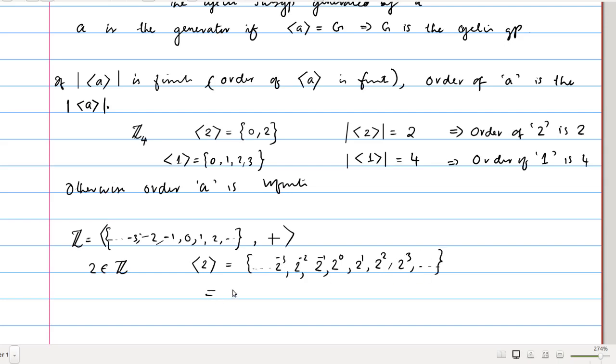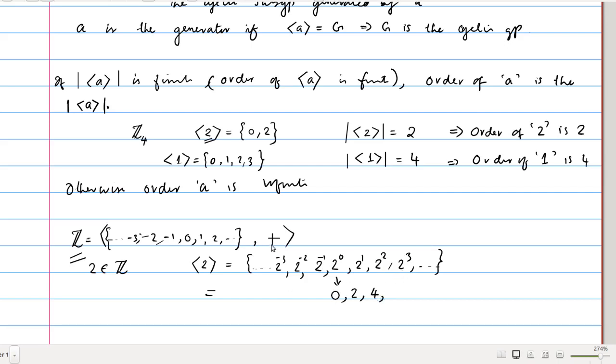Here 2 raised to 0 represents the identity element of the group. If you were considering 2 in Z4, then 2 raised to 0 would be the identity element of Z4. But here this 2 comes from Z, so 2 raised to 0 represents the identity element of this group, which is nothing but 0. And 2 raised to 1 is the element 2 in Z, so that is 2. And 2 squared is 2 operated 2 times, that is 2 plus 2, since the operation is addition here. So this is 4.